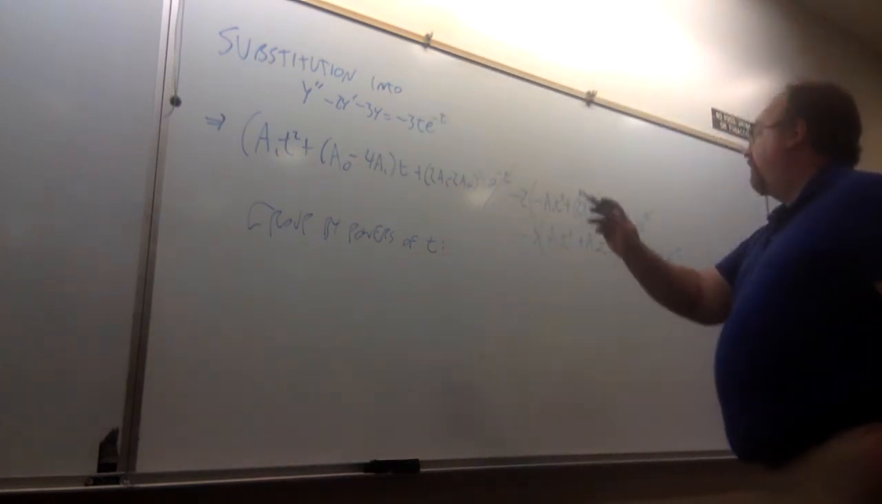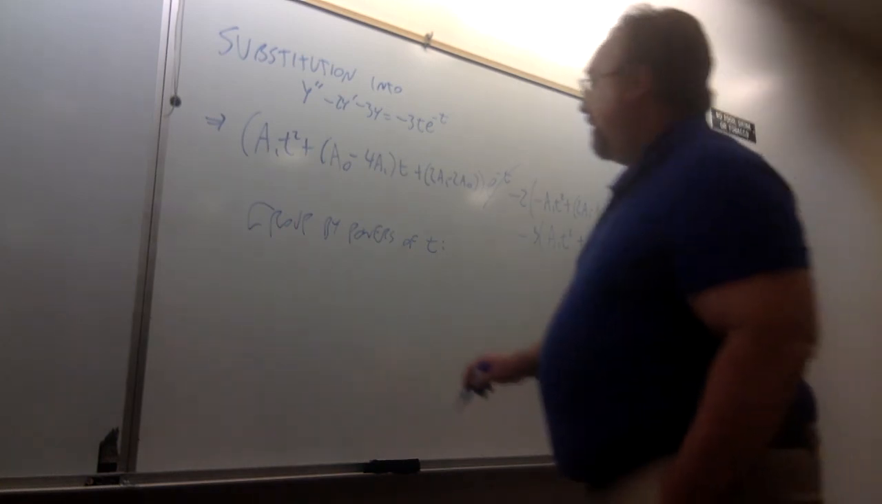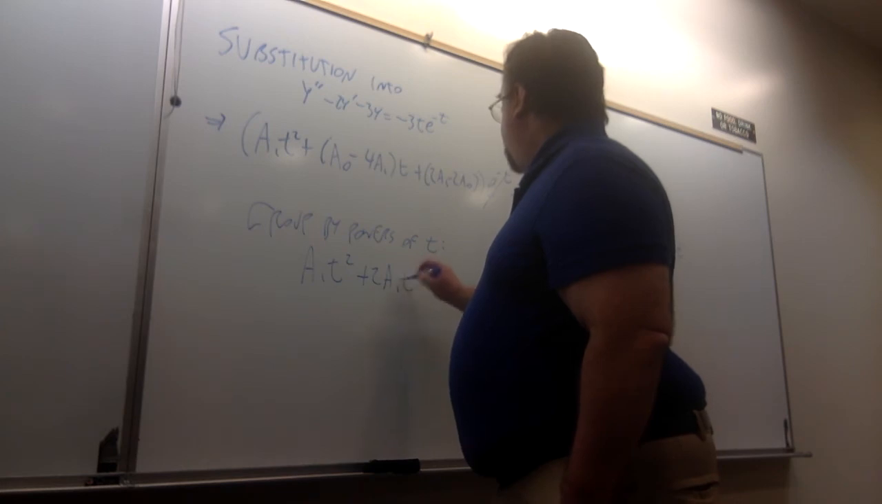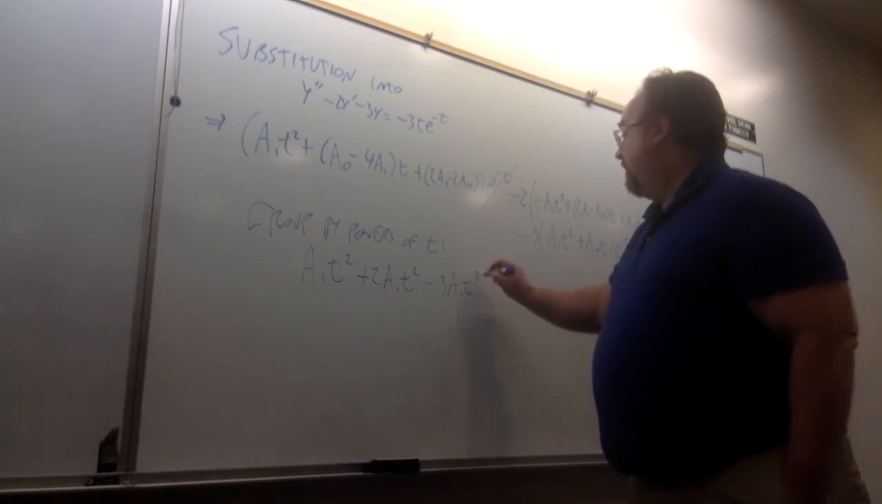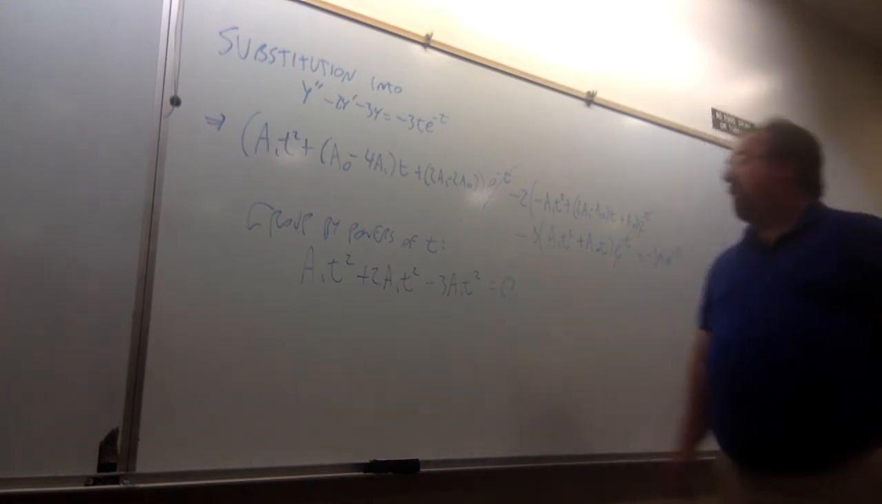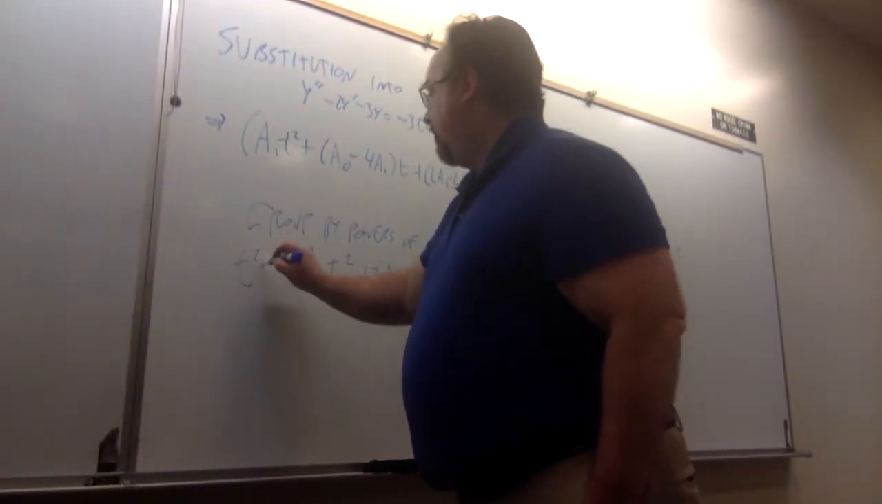Okay. So first, we look for all terms involving t squared. So I have a1t squared plus 2a1t squared from over here. And then over here I have minus 3a1 t squared. But all those will turn out to be zero. Okay. Next, we move on to terms involving t to the first power. All right, so that was t squared.